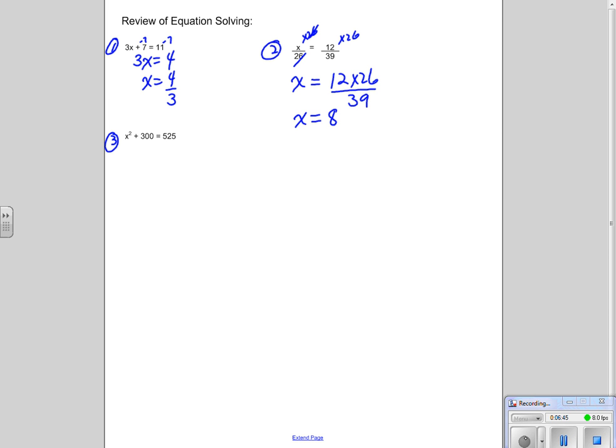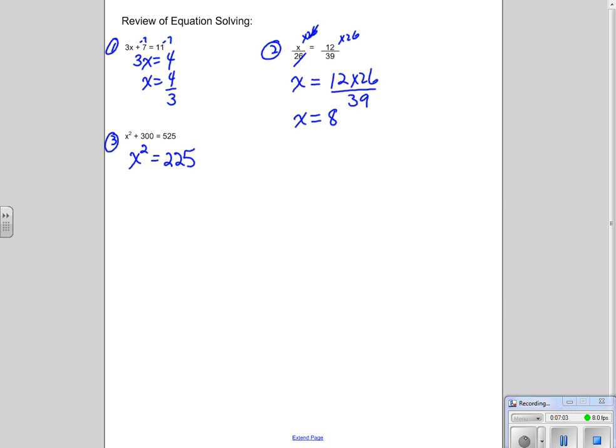There. x squared plus 300 equals 525. We could subtract 525 from both sides and factor. That's one way to solve that. Another way to solve that is to use the powers that we did in the last unit. We're going to subtract 300 from both sides. That leaves us with x squared equals 225.